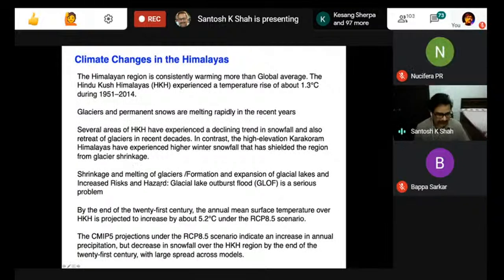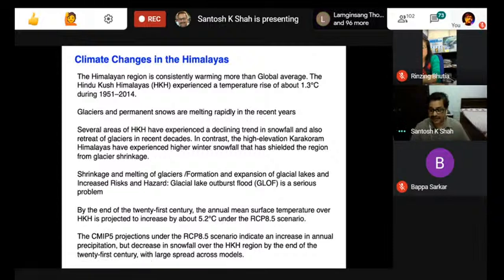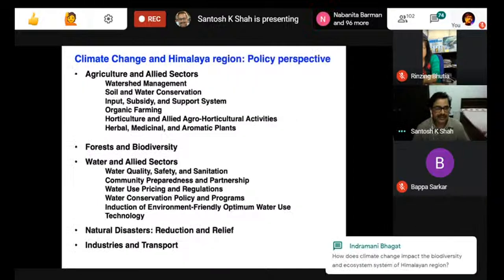And if you see, by the end of the 20th century, the annual mean surface temperature over the Hindu Kush Himalaya is projected to increase by over 5.2 degrees centigrade under the RCP 8.5 scenario. There are various kinds of scenarios in the climate model, and based on this scenario, 5.2 degrees centigrade may rise. And there are some other CMIP projections also. Okay, so why do we study climate change in the Himalayan region?